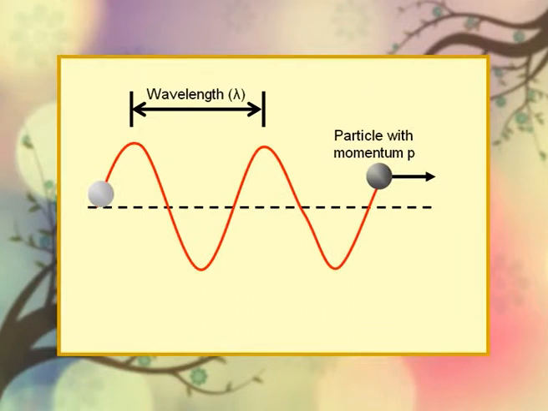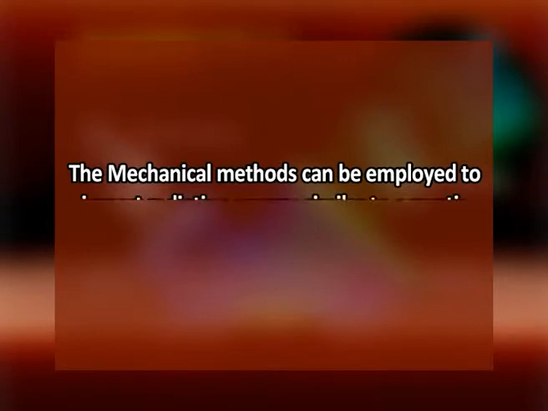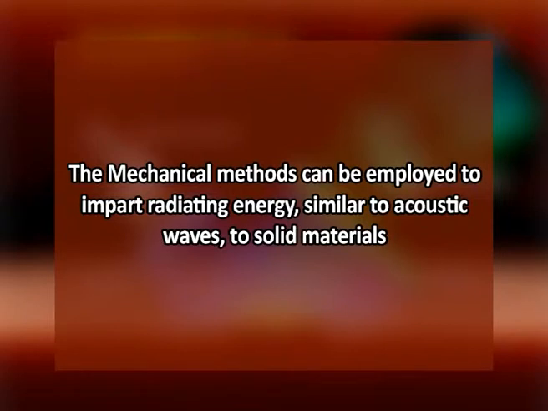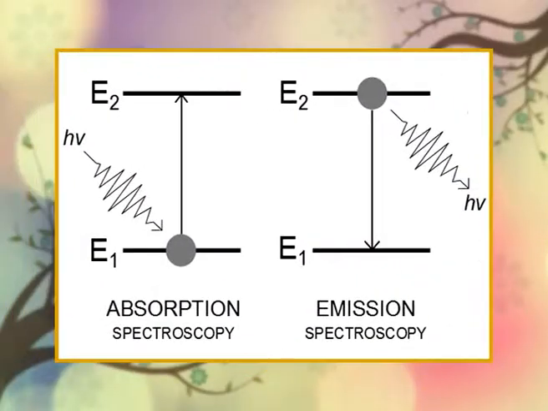Those involving particles with de Broglie wavelength, which can also be a source of radiative energy, commonly involve both electrons and neutrons. The third is acoustic spectroscopy, which involves radiative pressure waves. And the fourth includes mechanical methods that can be employed to impart radiating energy, similar to acoustic waves, to solid materials.